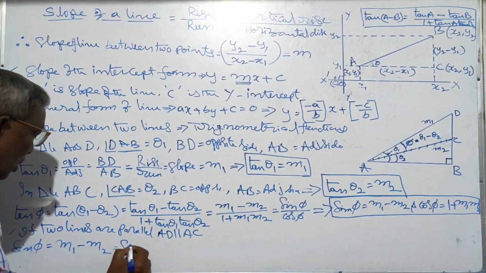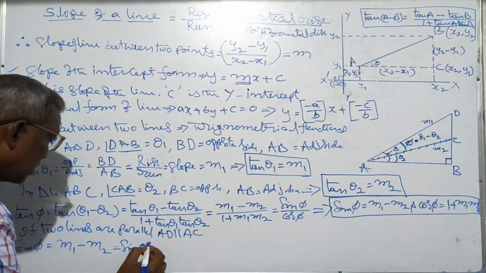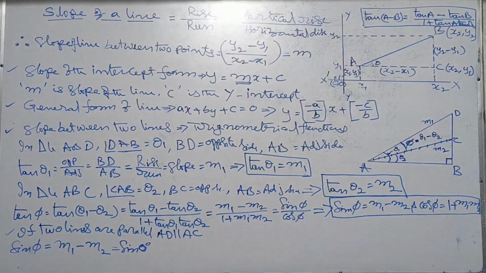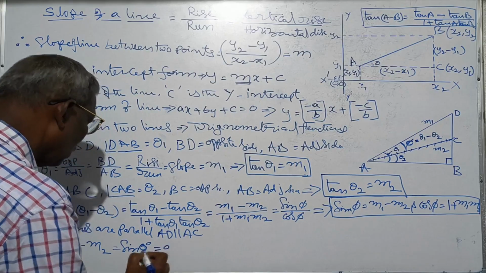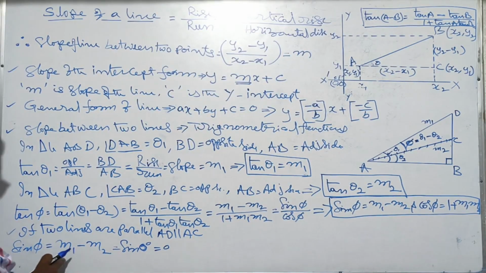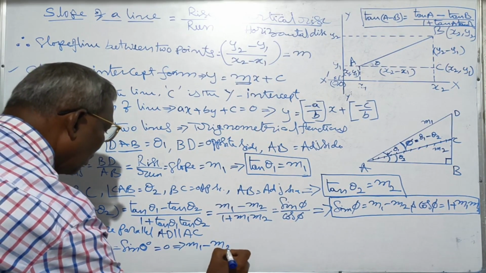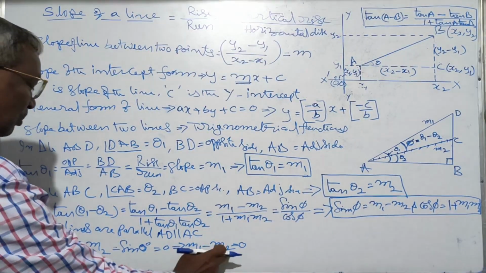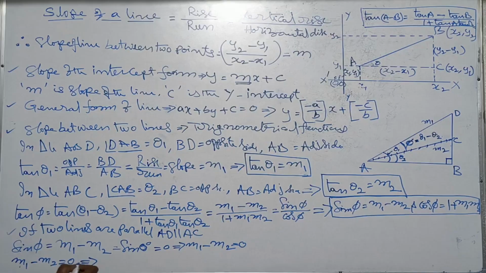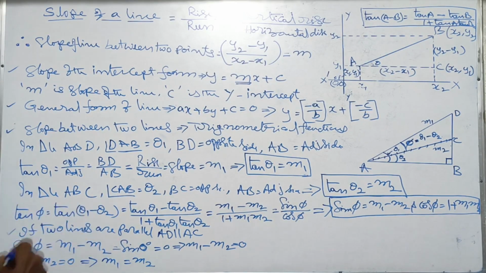That is equal to sin 0, and sin 0 is equal to 0. So that means this is equal to 0. What does it indicate? m1 minus m2 is equal to 0. So when m1 minus m2 is equal to 0, then m1 is equal to m2.